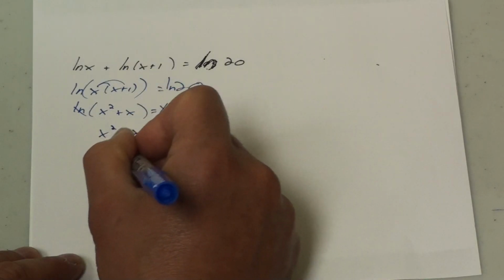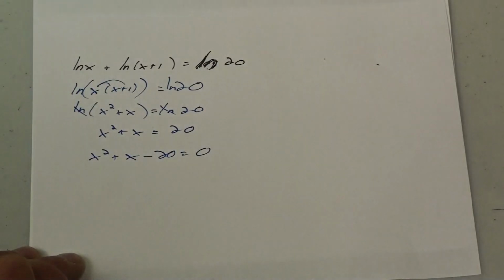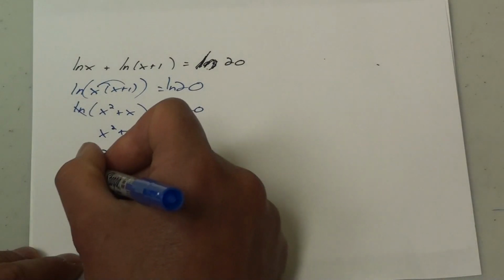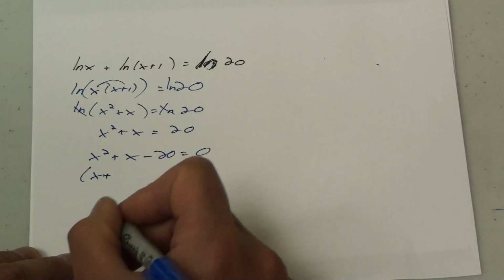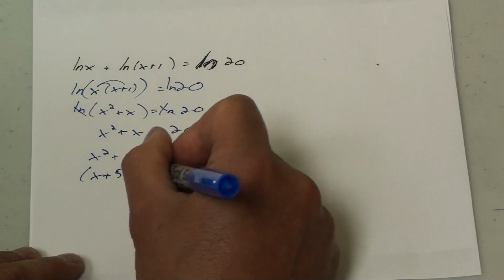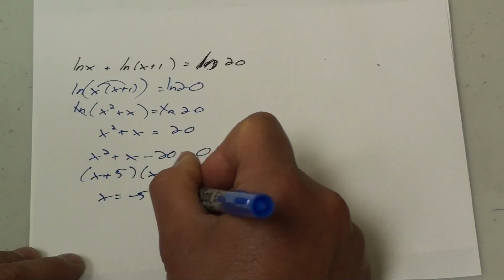Rearrange, make it equal to 0. This is a quadratic. Make it equal to 0. And now I can simply factor that. Well, multiplies to negative 20, adds to positive 1 would be 5 and 4. So x equals negative 5, x equals 4.